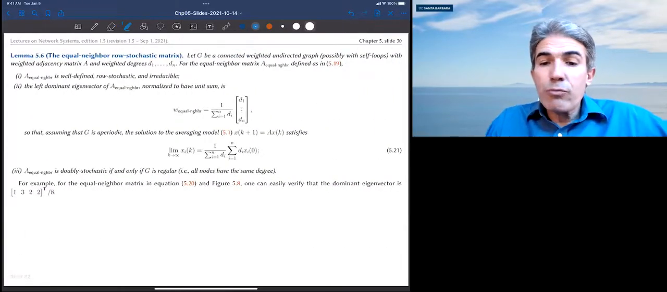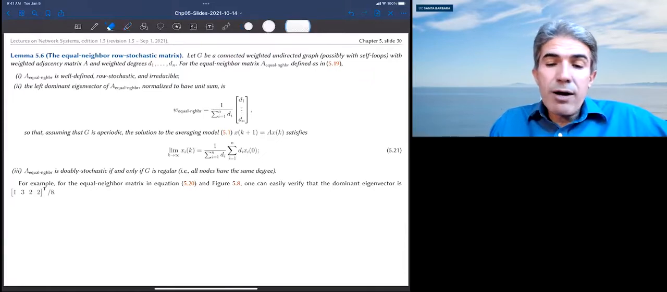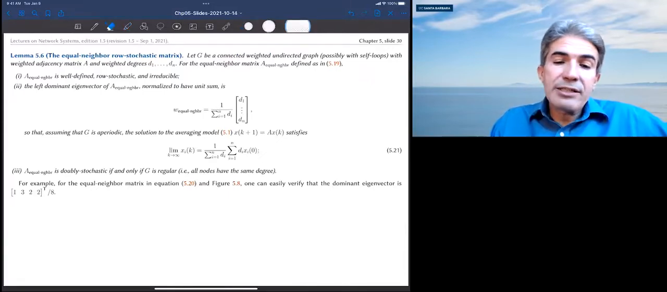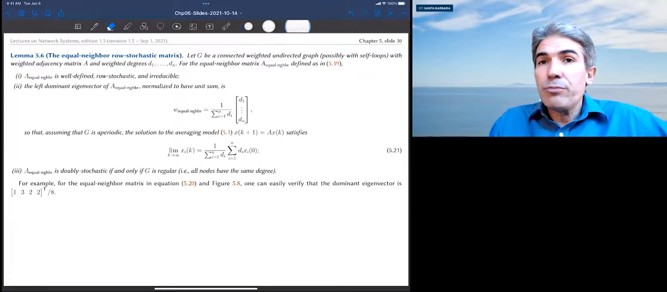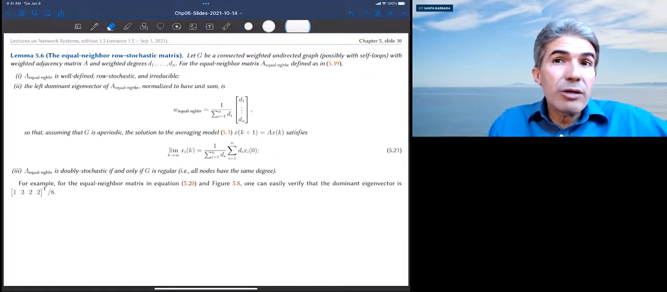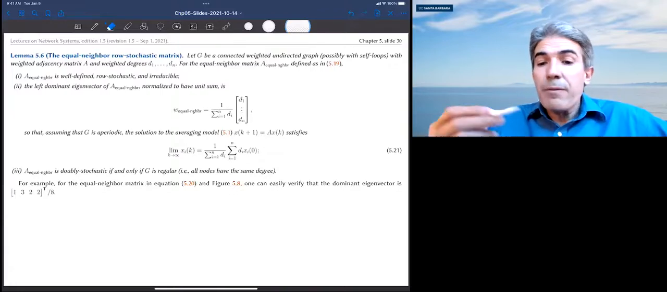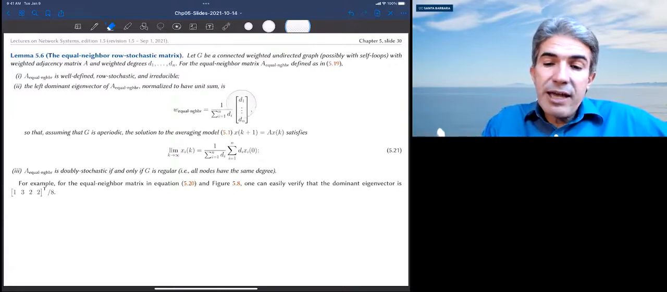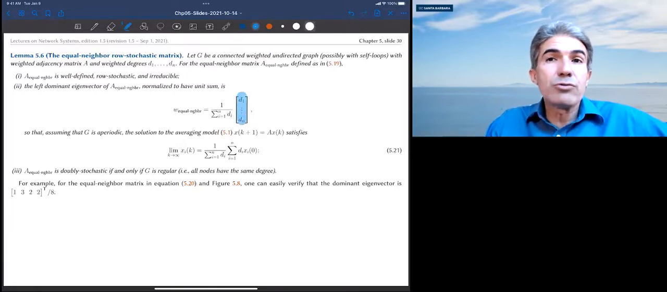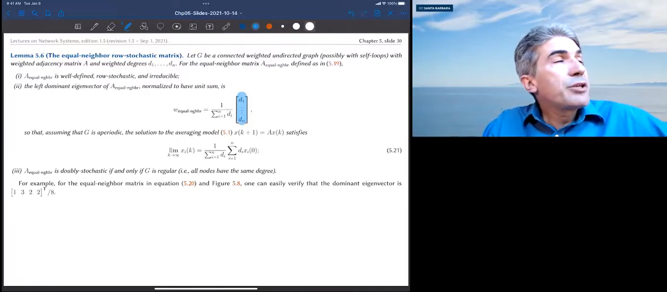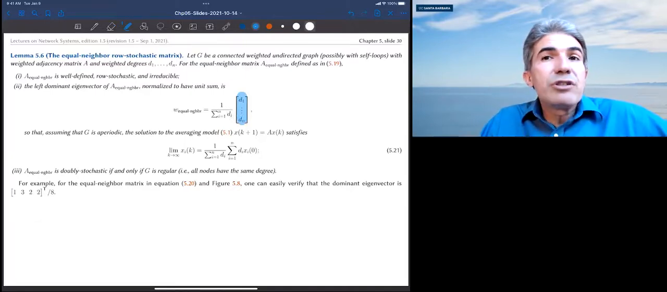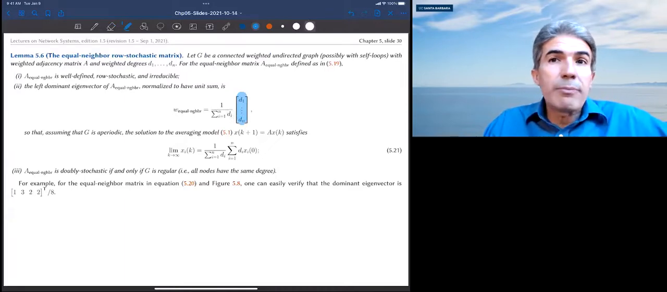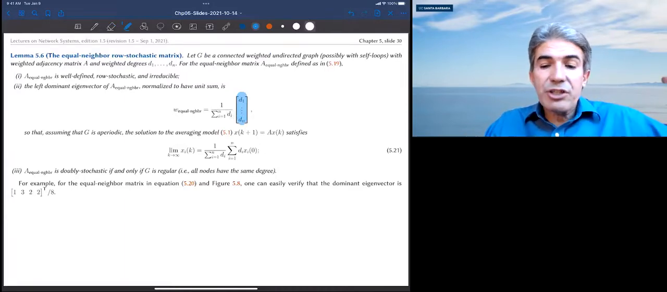For the equal neighbor model, there is one remarkable property: the resulting row stochastic matrix is not doubly stochastic, so the left dominant eigenvector is not a vector of 1s, but it is a vector that can be computed, and it has to do precisely with the degrees of the nodes. It's essentially true that the w vector is the vector of degrees normalized to sum up to 1. So that's the key property.